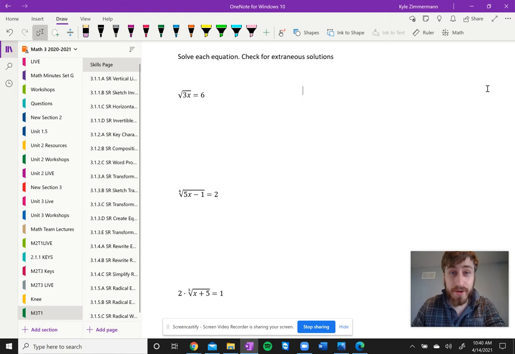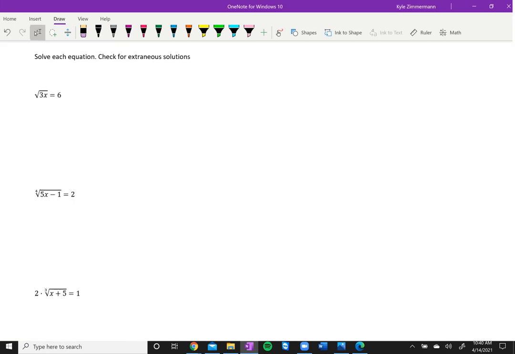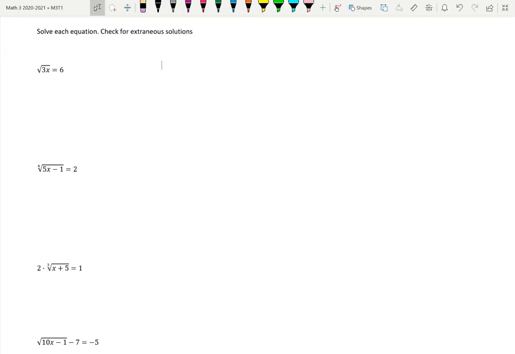It's Mr. Z, and today we're going to solve some radical equations. Let's go ahead and dive on in. All right, a radical equation is basically an equation with a square root. You can notice that there's a fourth root mixed in, but the idea is that we're going to have to isolate x using inverse operations.